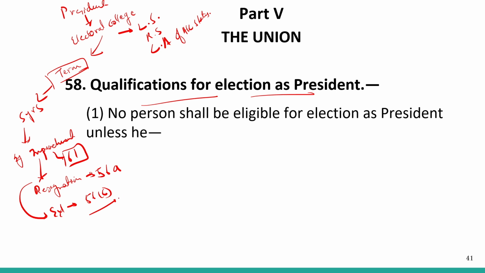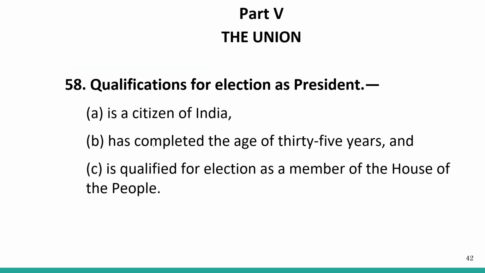Now, what exactly are the qualifications? The qualifications are: no person shall be eligible for the election of the president unless, first, he is a citizen of India. Very easy. Citizen of India. Completed 35 years of age.